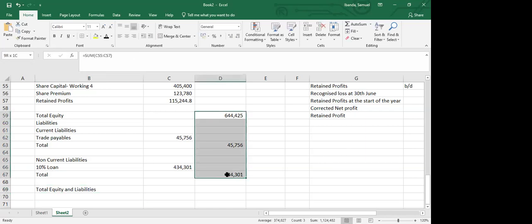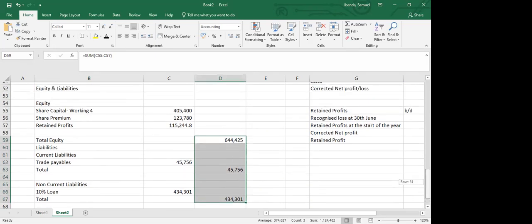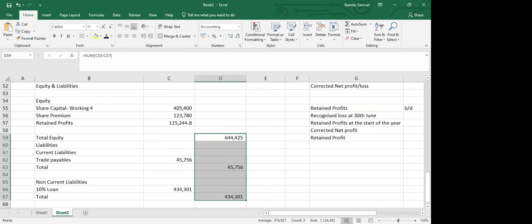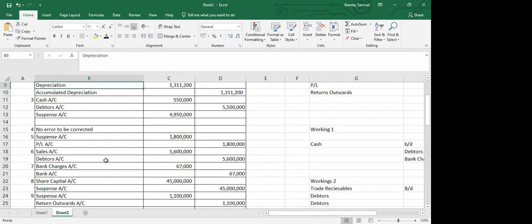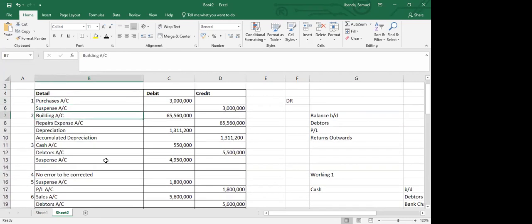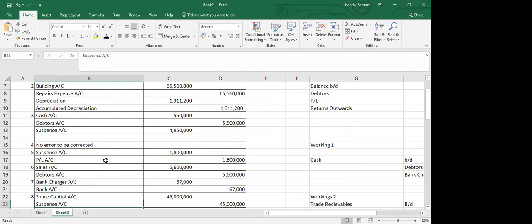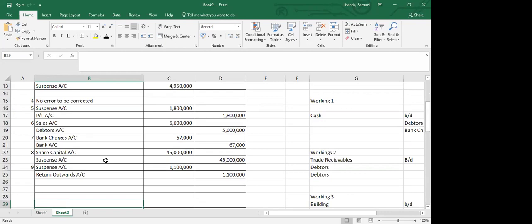Now ours is to first check and see, have we left out anything when you look at our question? It is good for us to check. Return outwards, debtors that we took into consideration, suspense, building, purchases. Have we recorded everything as it should be? Those that are following, have we recorded everything, or is there anything we've left out that you can pick up?